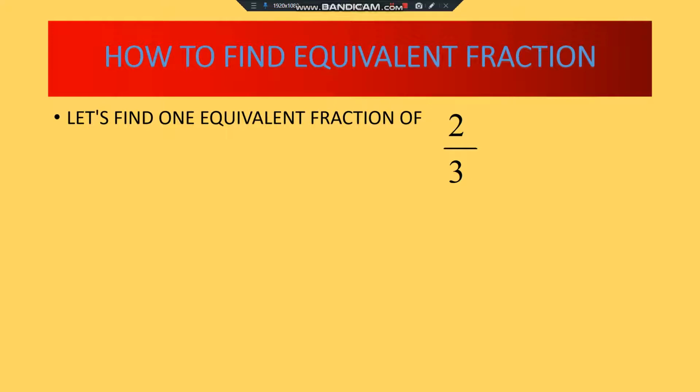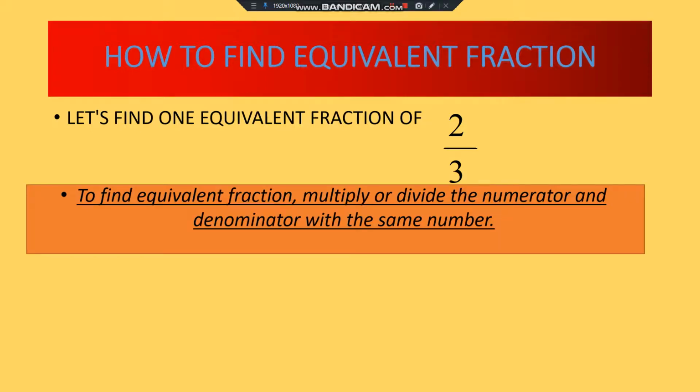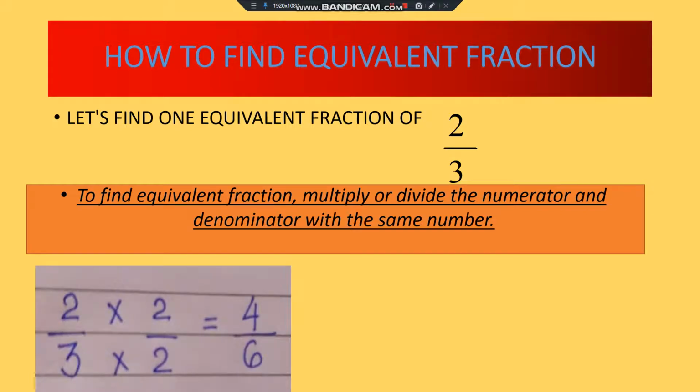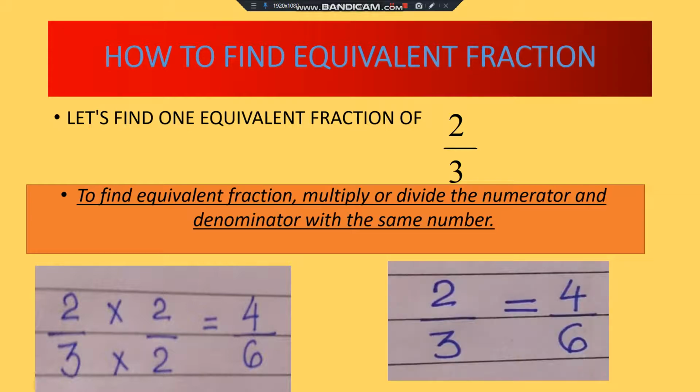So how to find an equivalent fraction? Let's find an equivalent fraction of 2 by 3. To find an equivalent fraction, we need to understand the rule. The rule says to find an equivalent fraction, multiply or divide the numerator and denominator with the same number. So I multiplied 2 by 3 with 2: I multiplied the numerator by 2 and I multiplied the denominator by 2. 2 multiplied by 2 is 4 and 3 multiplied by 2 is 6. So the equivalent fraction of 2 by 3 is 4 by 6.